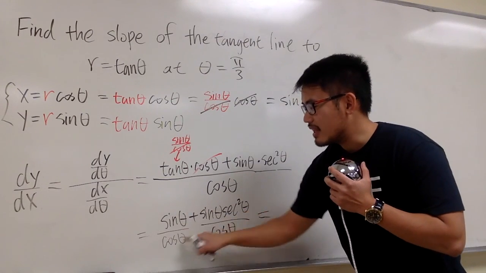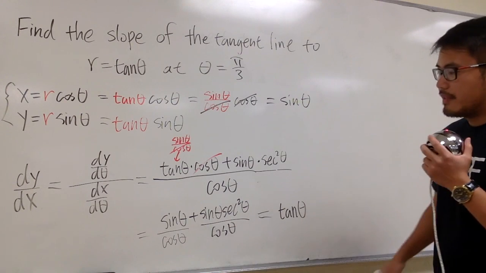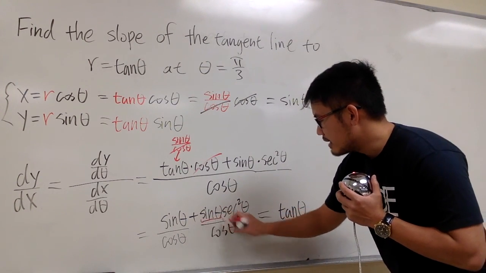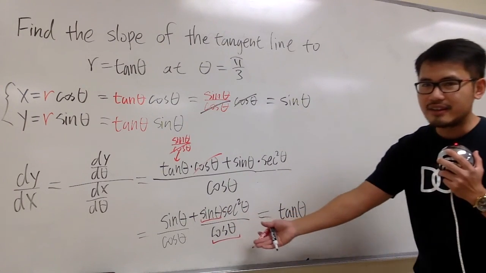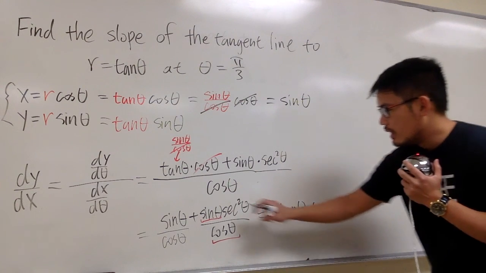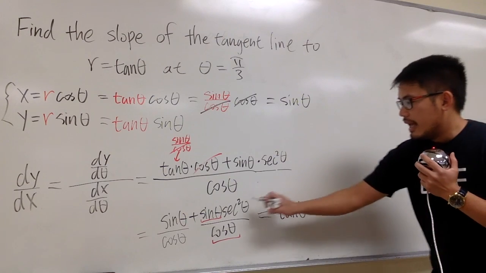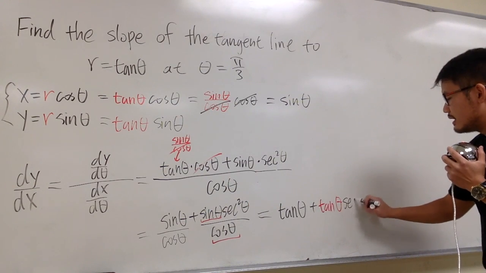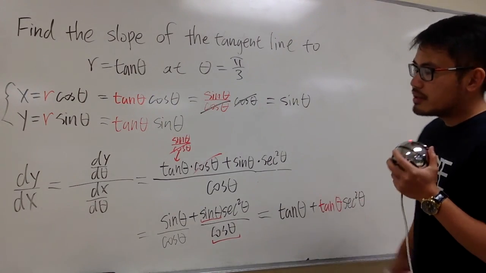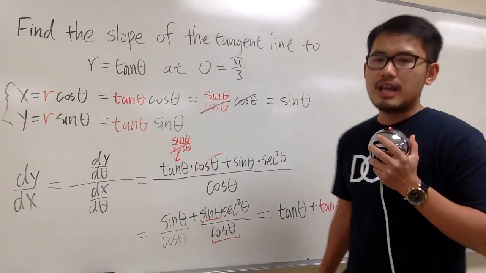First portion, sine theta over cosine theta is just tangent theta. Second portion, where I'm going to pair this up, this is sine theta, this is cosine theta. Together, that will also give us tangent theta. So we add another tangent theta. Let me put this down in red so it stands out better. And then multiply with secant squared theta. So this is the expression that's going to give us dy/dx, the slope of the tangent line.